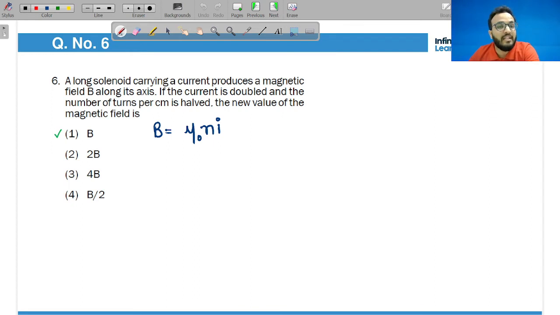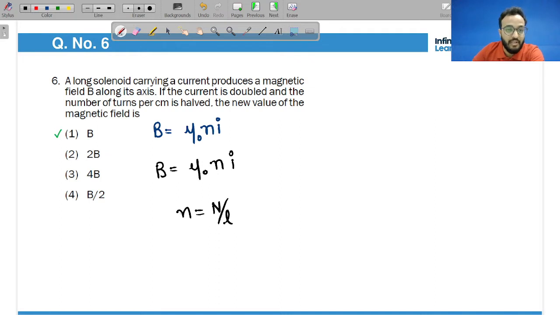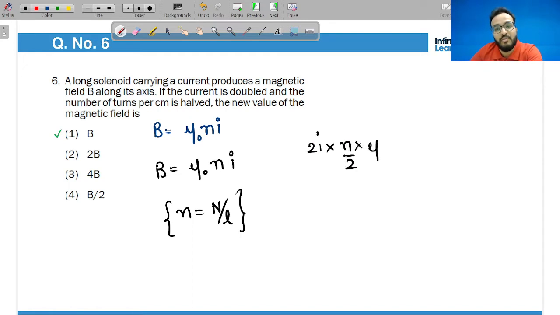Right. Question number 6. A long solenoid carrying a current produces a magnetic field B along its axis. If the current is doubled and the number of turns per centimeter is halved, the new value of the magnetic field is. See, the formula is very simple. It is mu naught n I. And what is n? n is capital N upon L, the total number of turns per unit length. So if you double the current and halve the number of turns per centimeter, then what will happen? The magnetic field will remain the same because you are saying 2I into n by 2 into mu naught. So obviously B dash will still remain equal to B.